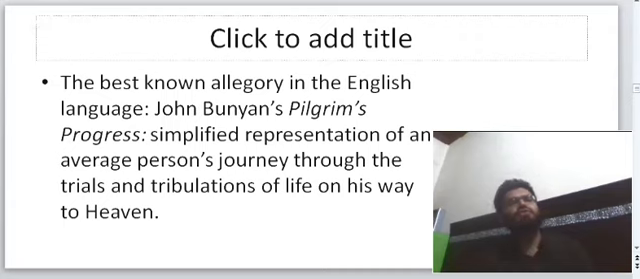So, through this story of an imaginative character, he is actually referring to an average person's life, that this is how the life of all human beings is, that we have to live through different difficulties in life, but if we follow the right path, if we do good deeds, we will win God's blessings.